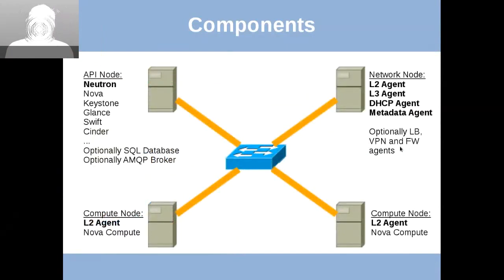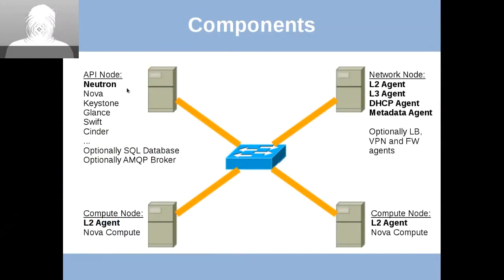Next slide. So I want to start talking about the different components. Here again, we have four different nodes, the API node, the network node, and a couple of compute nodes. The Neutron-related agents and services are in bold. And as I said earlier, the API node would be running all of the different API OpenStack servers, Neutron amongst them. Normally, I'd guess you would install your database on a separate, dedicated node as well as your messaging broker. That's besides the point. So I guess we'd start with the Neutron service itself.